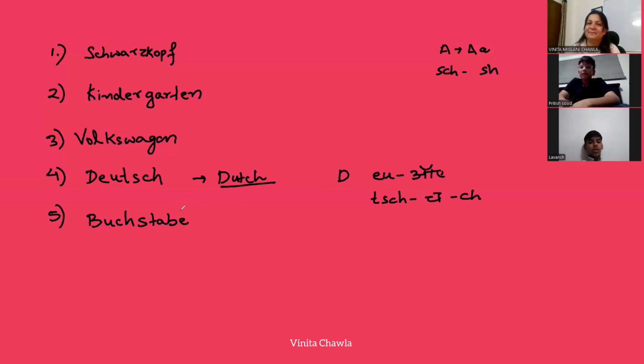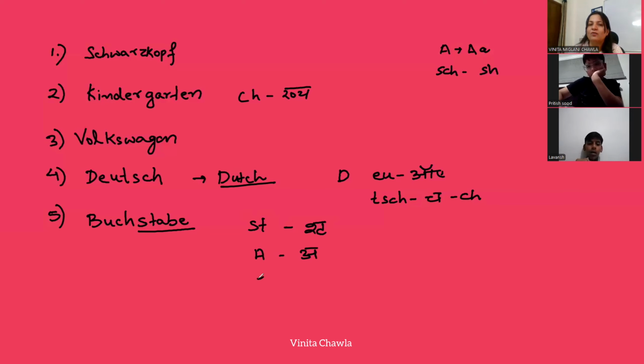But wait. CH is ch. We have not written the sound. You can write this also: CHS. For example, if I want to read this, BUCH is book. And this is Buchstabe. ST is st. The sound of the book part is Buch. The sound of A is ah. And the sound of E is eh.